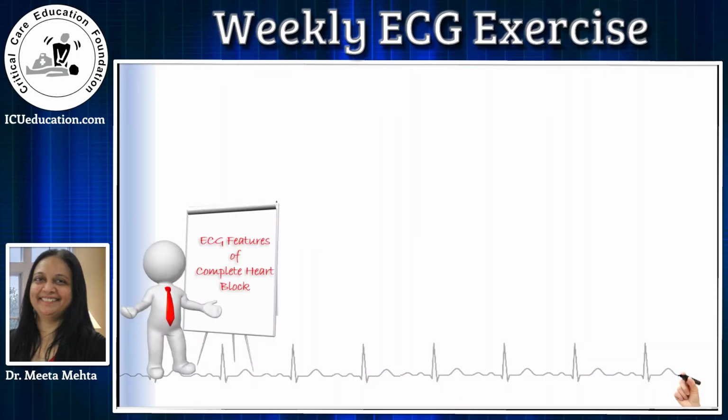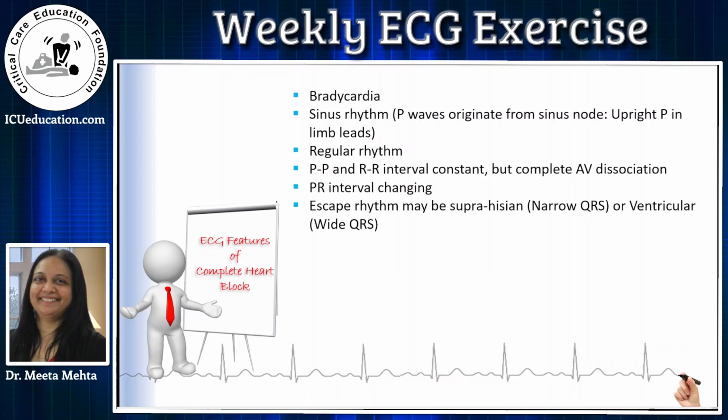So what are the ECG features of complete heart block? You will get bradycardia. There is a sinus rhythm. Now this is important to understand that sinus rhythm purely means P wave originates from the SA node. Hence it should be upright in limb leads. It is a regular rhythm.